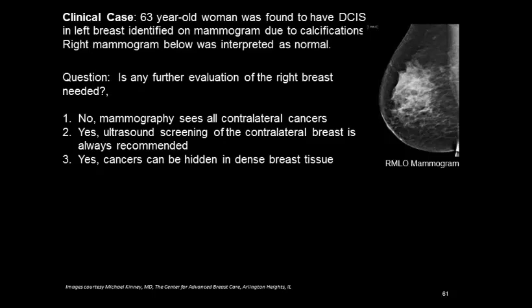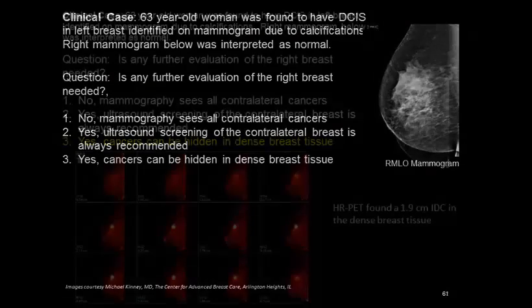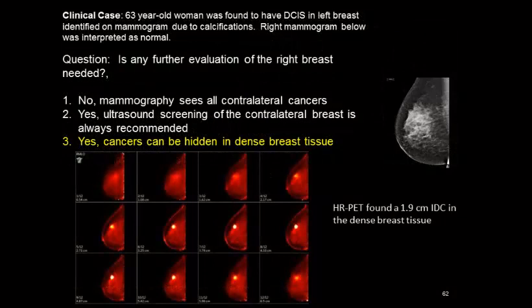So what would we do? We just have DCIS on one side. We've already identified it, and it's normal on the opposite side. So we do have, I'm glad people were paying attention. This is a real case.